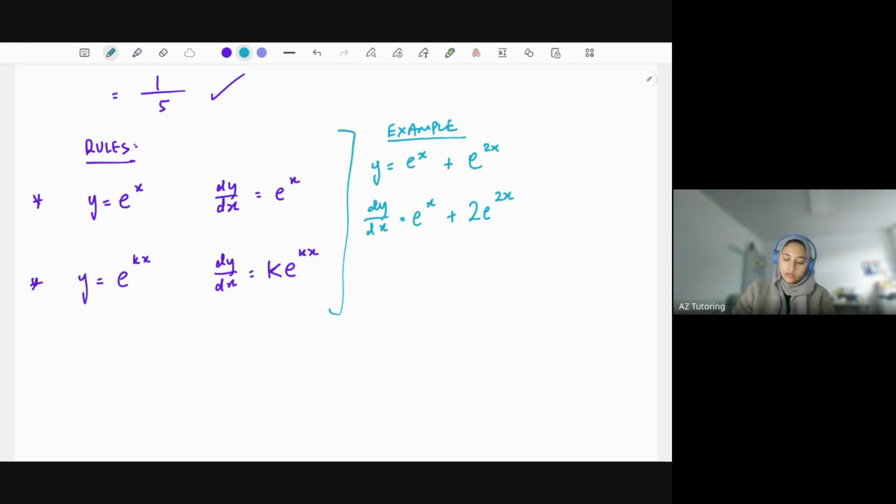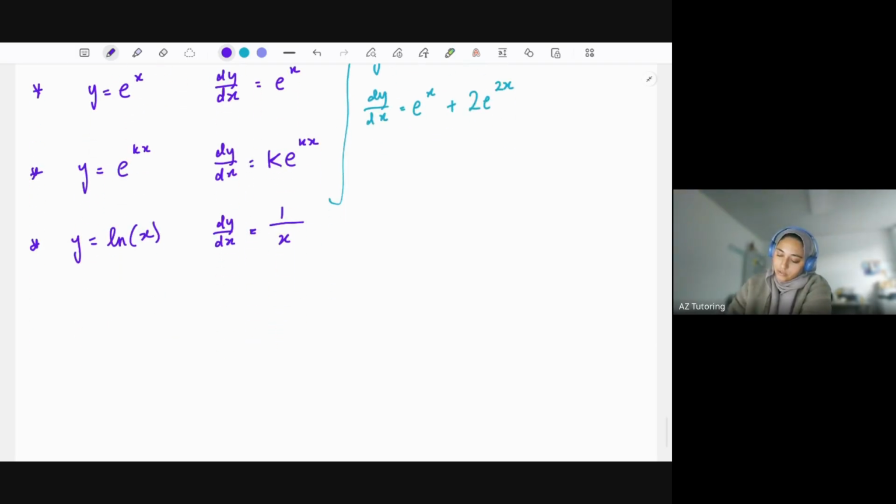Okay, and finally, the rule for logs. If you've got y equals the natural log of x, then the differential is just 1 over x. That's another rule that you need to remember. So let's do an example in terms of that. Just do it down here, just to show you this.